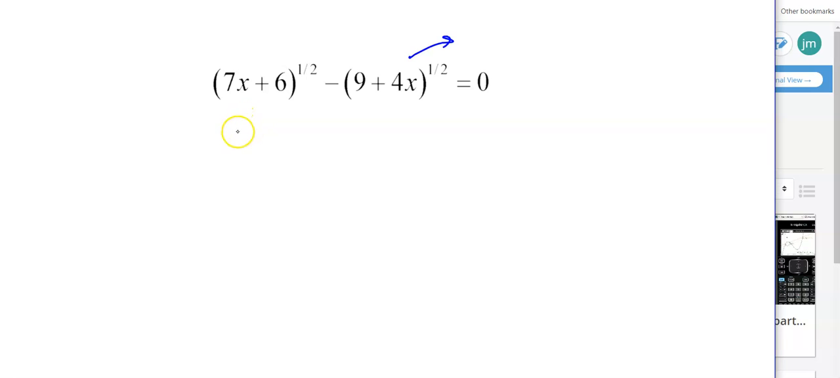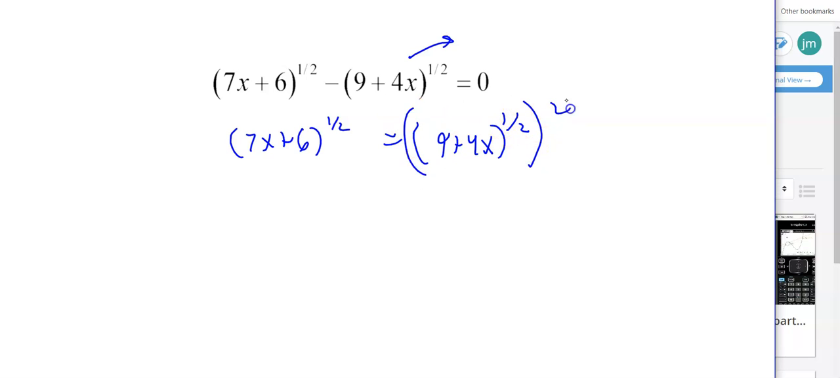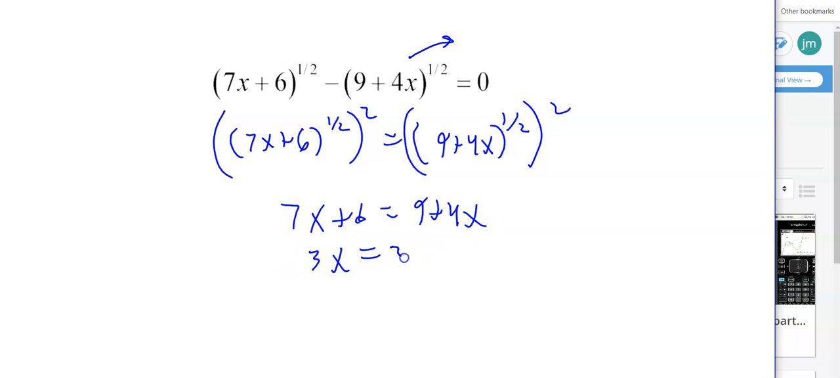Move that over to the other side first. So we get 7x plus 6 to the 1/2 equals 9 plus 4x to the 1/2. Put both sides to the second power. That's not bad. 7x plus 6 equals 9 plus 4x. Get all the x's on the same side. Get all the numbers on the other side. X equals 1. Let's just double check that it works. 7 plus 6 is 13. The square root of 13 minus square root of 13 is 0. That works. Because if they're square roots, you have to check your work.